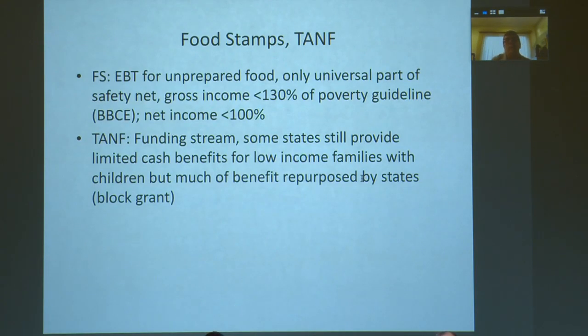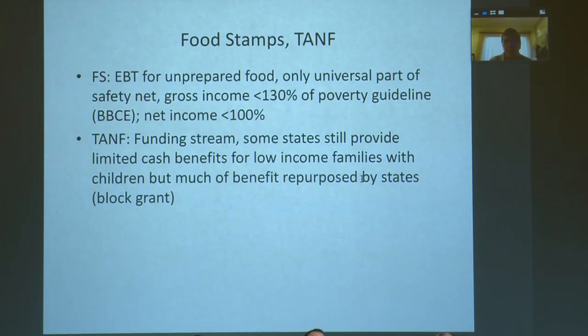Food stamps currently is EBT benefits that you can use to buy unprepared foods. It's the only universal part of our safety net now. You need to have gross income under 130% of poverty, unless you're in a state that's implemented what's known as broad-based categorical eligibility, and your net income has to be under 100% of poverty.